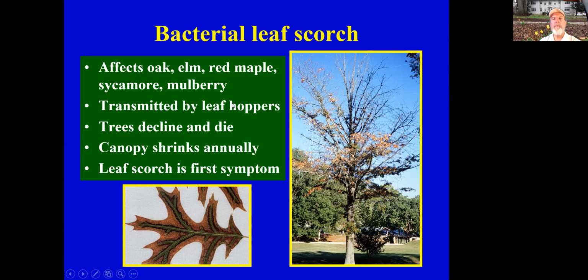So not every leaf hopper has the disease, but if they do, they can scratch on the leaves, and the next thing you know, the bacteria gets inside the leaf. Next thing you know, it goes from the leaf into the stem, into the branch, into the vascular tissue, almost like Dutch elm disease. And within about 4 years, that tree can die.